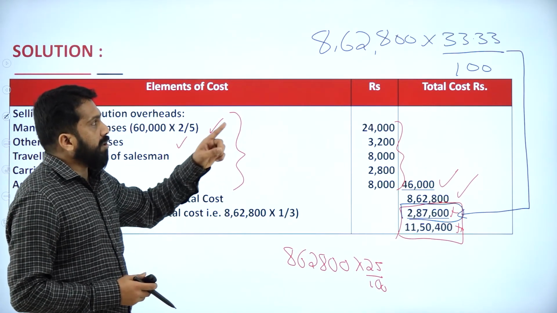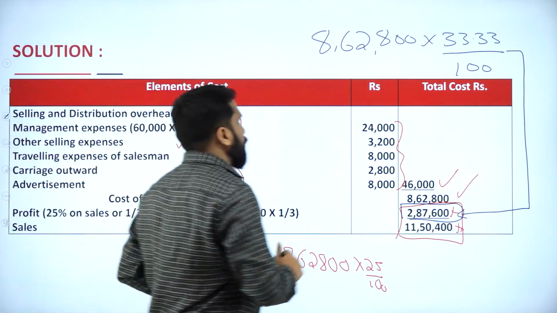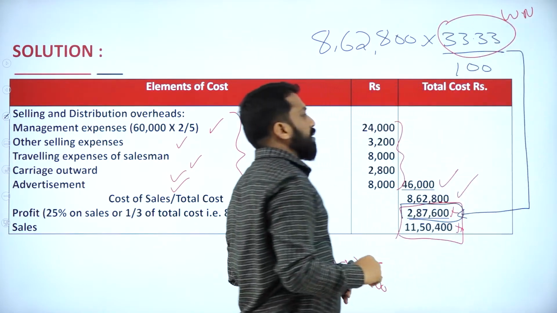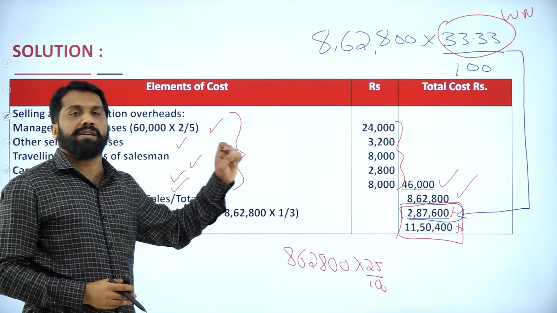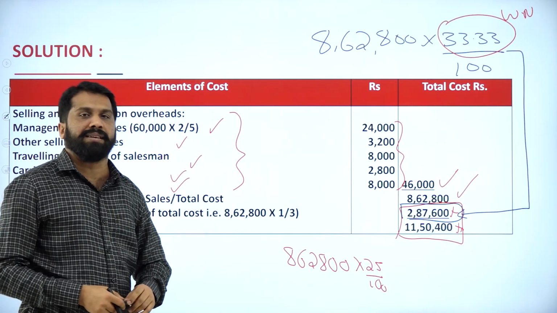Now, how did you get 33.33? For that, you should check the working note. In the working note, you will find the answer: how did you get 33.33? Now I'll go back to all these slides. You can take a screenshot.